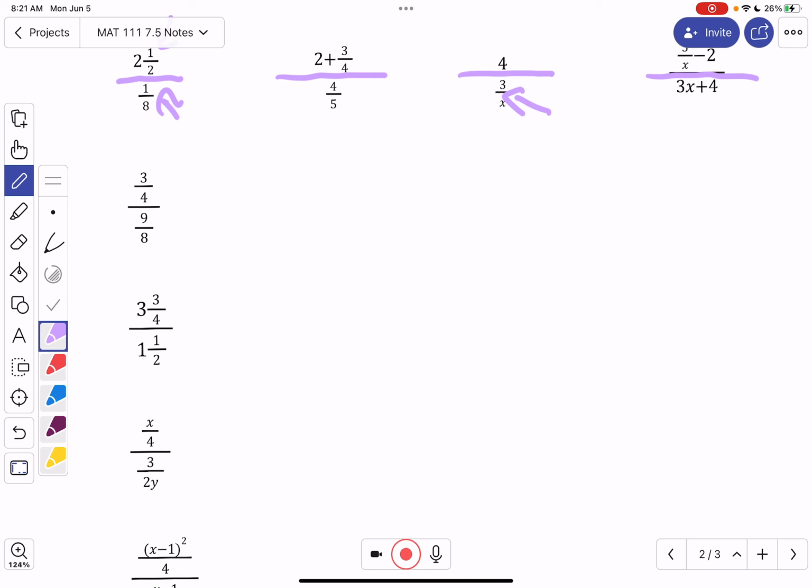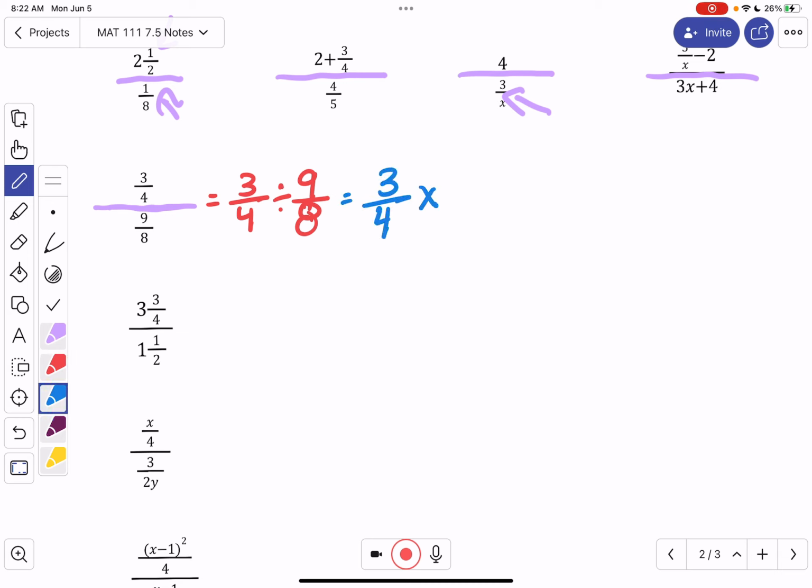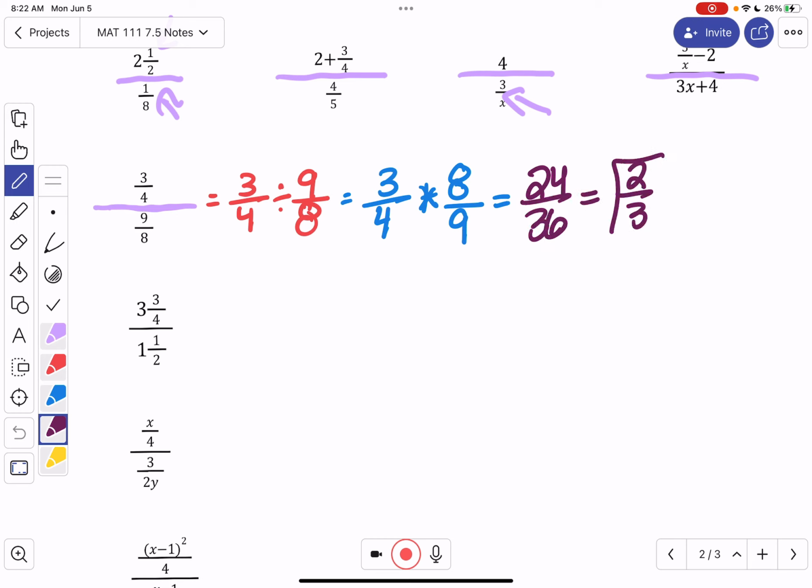A fraction is a division problem. So we could rewrite this same thing as 3/4 divided by 9/8. And then we learned how to solve this by keeping the first, changing it to multiplication, flipping the second, and then multiplying. So we would get 24 over 36, and those are both divisible by 12, so we would get 2/3.